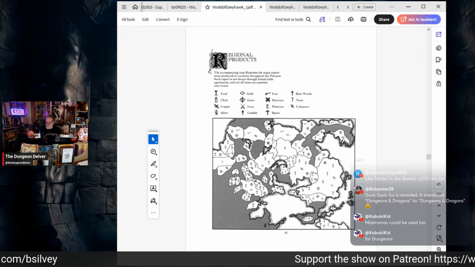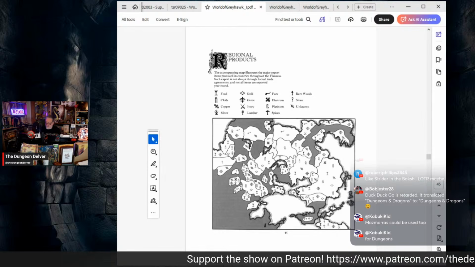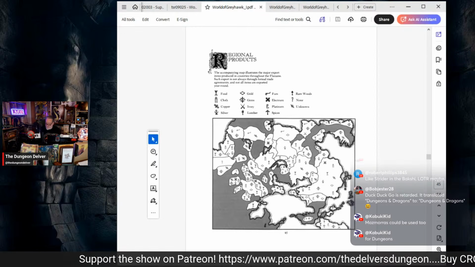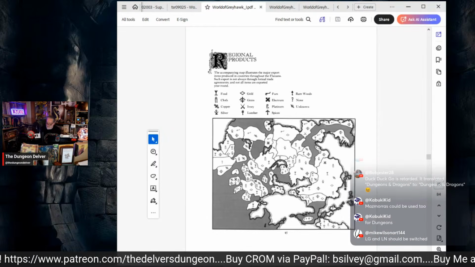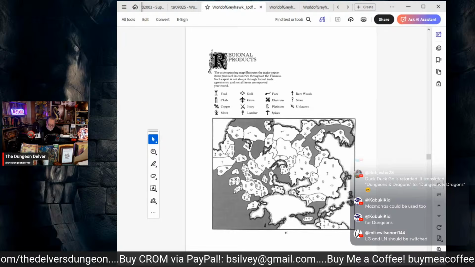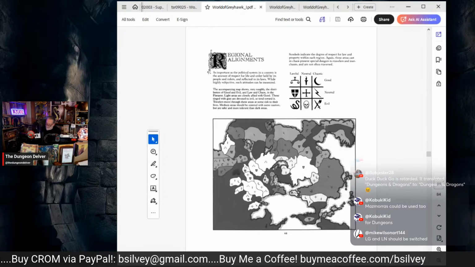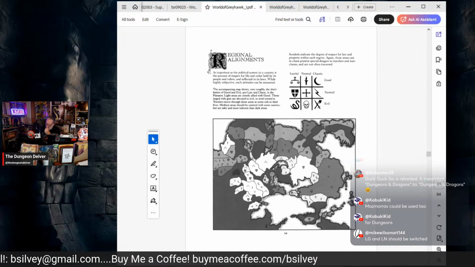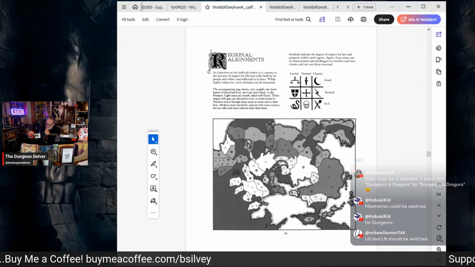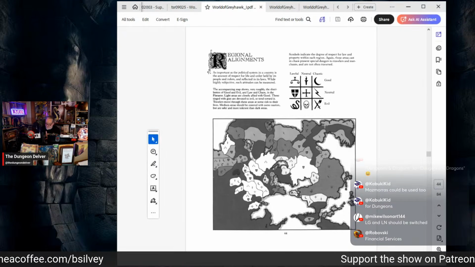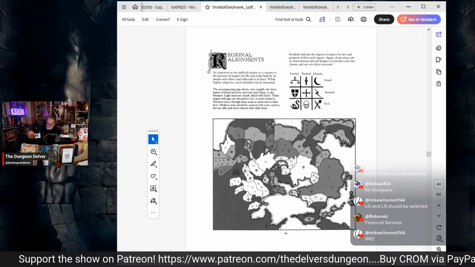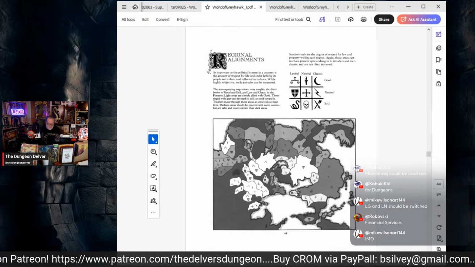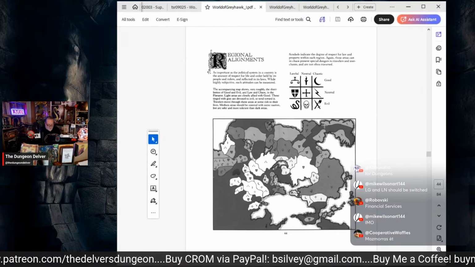And this is helpful. This tells you what comes from where. Regional products, spices, metals, furs, lumber, ivory, foods, rare woods. Lawful good and lawful neutral should be switched. Is that a typo? Or are you just saying that in your mind the symbols should be different? Yeah, I guess so. I guess lawful good as the torch, and lawful neutral as the balance. No, I can definitely see that.